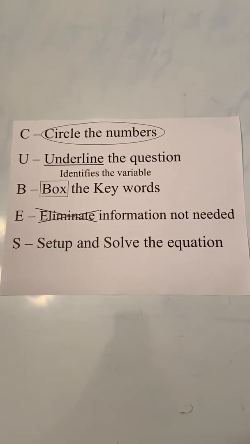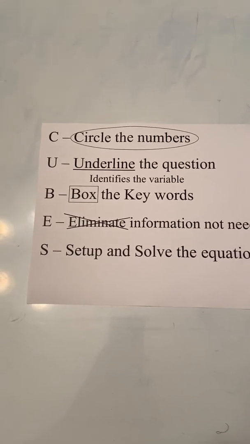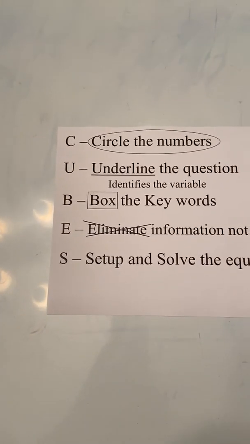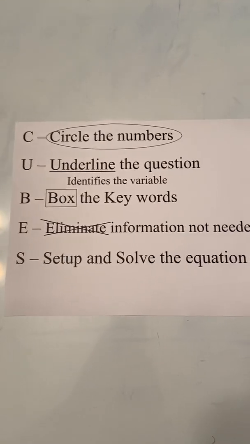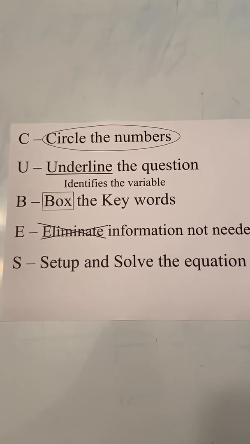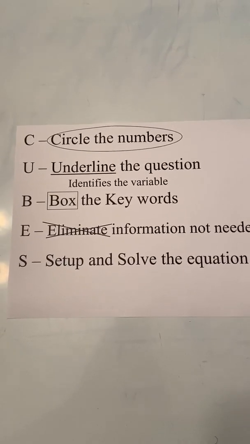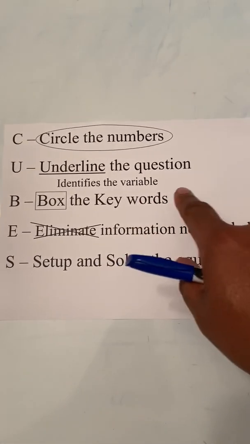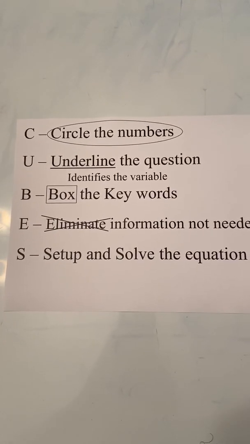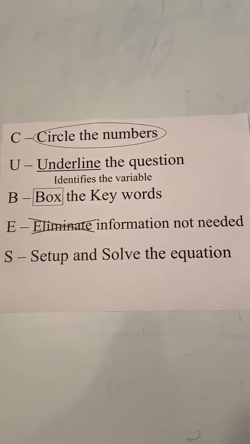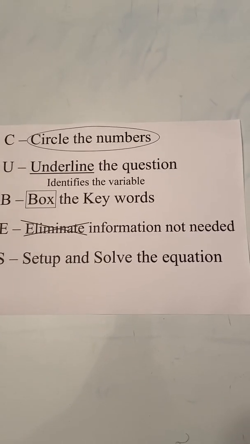If we look, we see the word CUBES on the side, C-U-B-E-S. Each letter stands for a different step, a different process that you can follow. C, circle the numbers. U, underline the question. This identifies the variable. B, box the key words. E, eliminate information not needed. And S, set up and solve the equation.